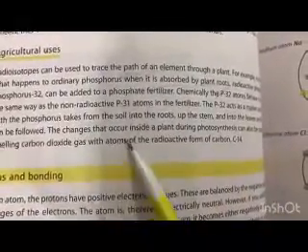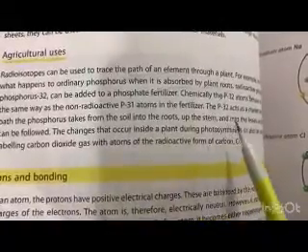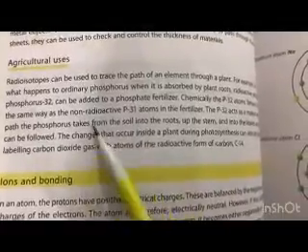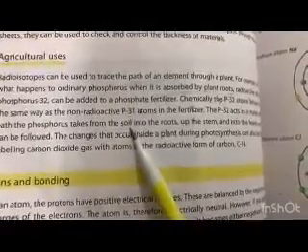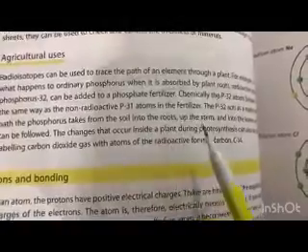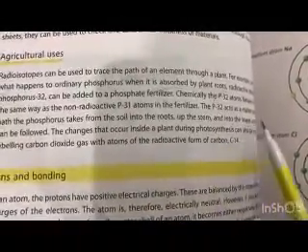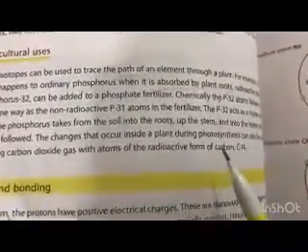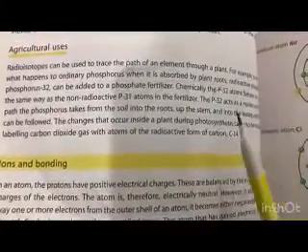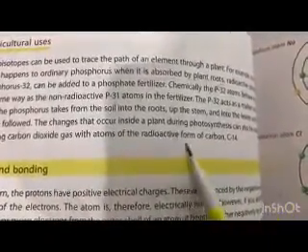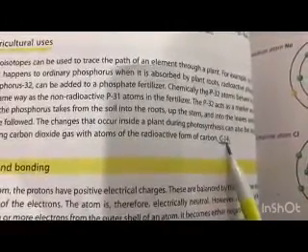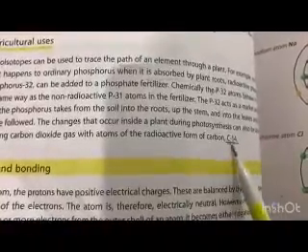The changes that occur inside a plant, this whole process, it worked as a marker, and the path of the phosphorus was taken from the soil, right from the ground, into the roots, up to the stems and then to the leaves and then flowers, the entire process. The changes that occur inside a plant during photosynthesis can also be studied by labeling carbon dioxide gas with atoms of the radioactive form of carbon, that is C14, because we said that C14 is the radioactive isotope because it is unstable.